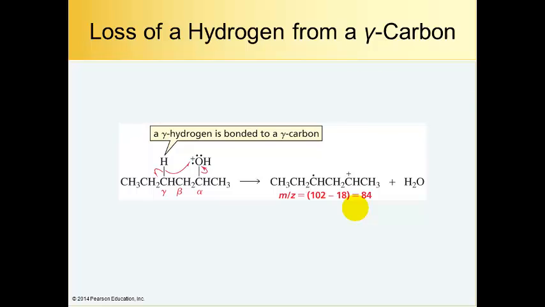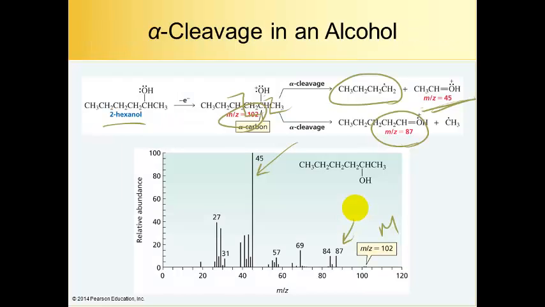The other thing that can happen with an alcohol, and it's something that you should always be looking for when you have an alcohol, is the loss of water. So 102 minus 18 is 84. So that's minus 18, H2O.